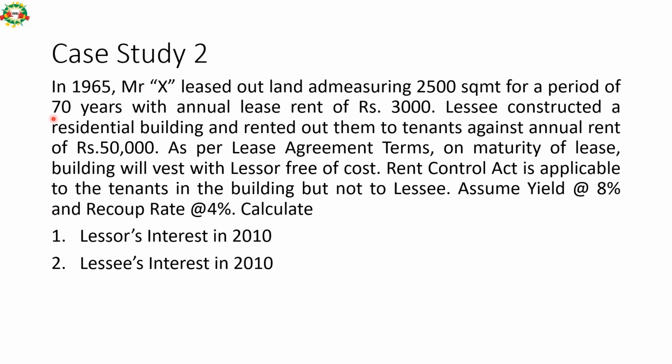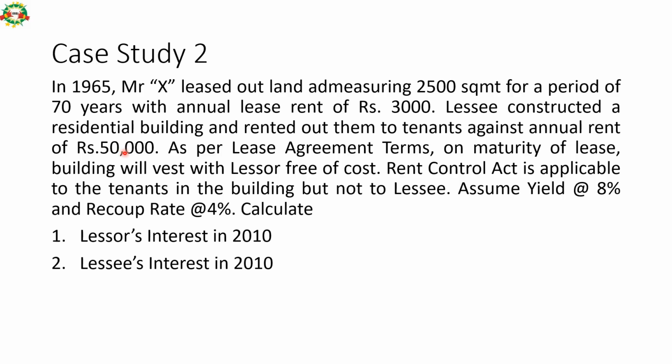In 1965, Mr. X leased out land measuring 2,500 square meter for a period of 70 years with annual lease rent of rupees 3,000. So that means X had given a land in 1965, the lease period is 70 years and the annual lease rent is 3,000 ground rent. Lessee, meaning tenant of the land, constructed a residential building and rented out this building to tenants against annual rent of 50,000 rupees.